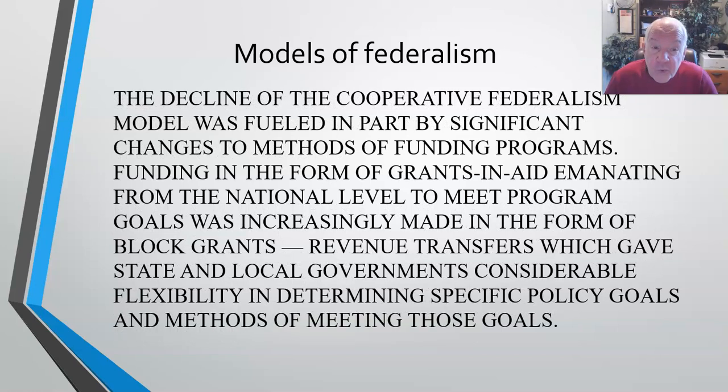The decline of the cooperative federalism model was fueled in part by significant changes to methods of funding programs. Funding in the form of grants and aid emanating from the national level to meet program goals was increasingly made in the form of block grants, revenue transfers, which gave state and local governments considerable flexibility in determining specific policy goals and methods of meeting those goals.